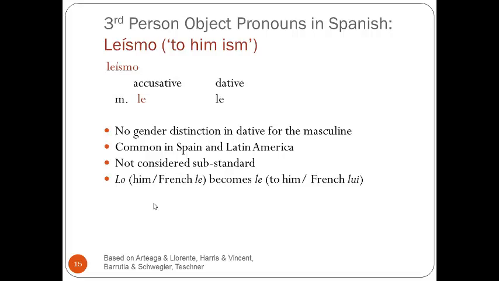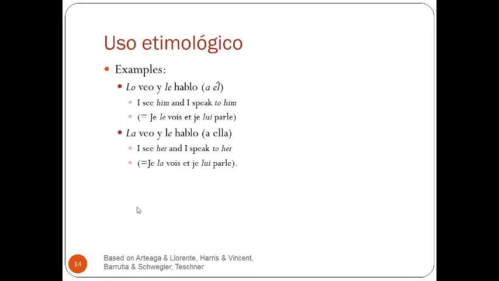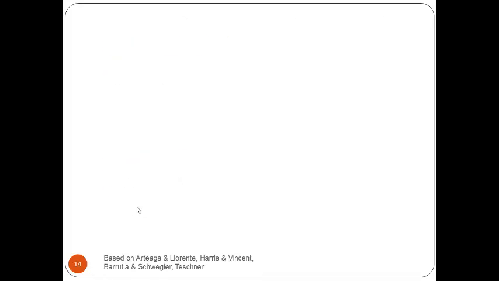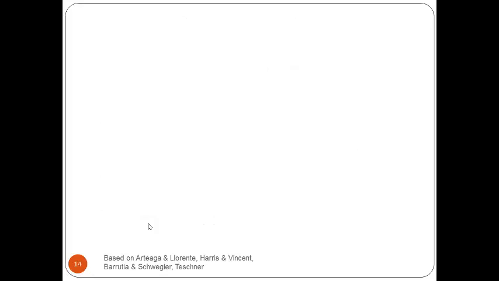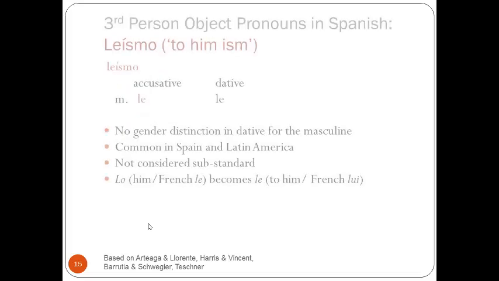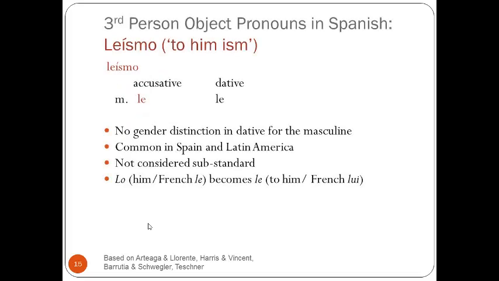So one variant is called leísmo, and the only difference between what we just saw and this is that the accusative has become le. So let's go back here. We see that the accusative is lo. In leísmo, it's le. So the accusative is le, the dative is le in both cases. Again, there is no gender distinction in the dative for the masculine. This is common in Spain and Latin America. It is not considered substandard. It is considered perfectly acceptable.